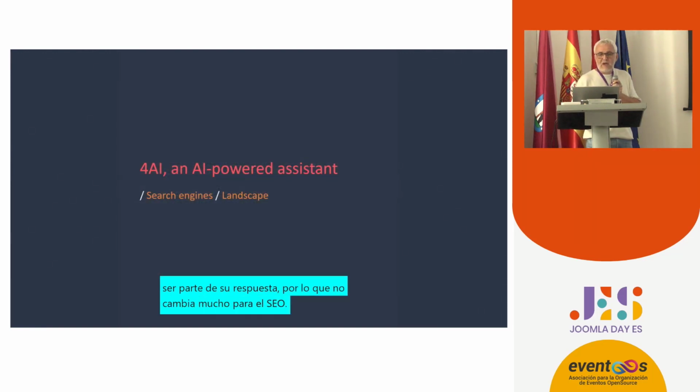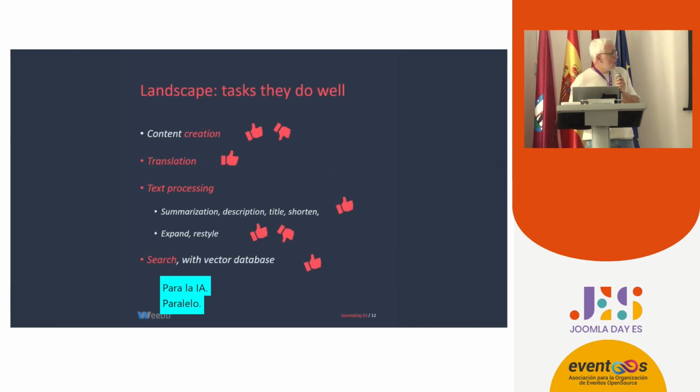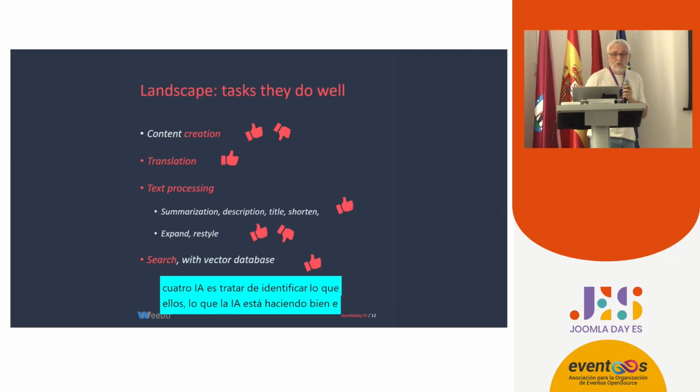So now, for AI, yeah. See, the translation is not perfect for AI. Okay. So like I said, there are things they do well, and there are things they do pretty badly. So the work we've done with 4AI is trying to identify what AI is doing well, and integrate that into Joomla in a way that's really easy to use.